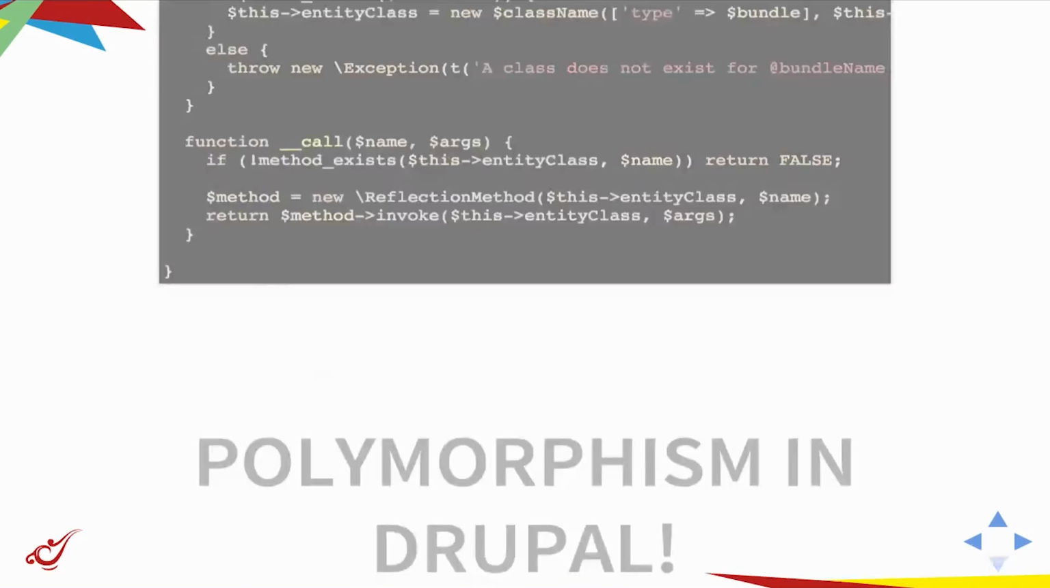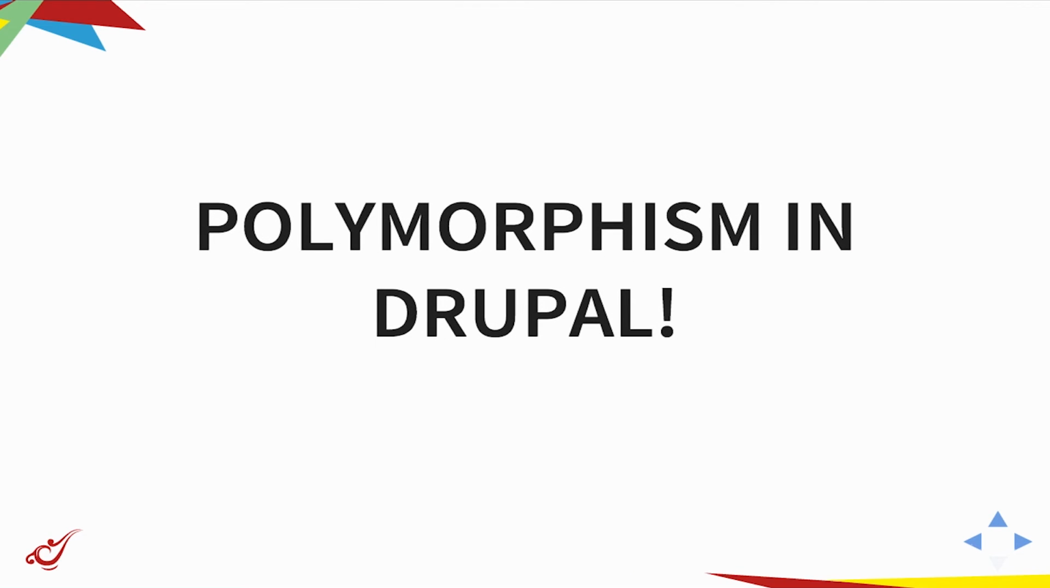And so now we have an entity class for our specific bundles. And so that, my friends, is polymorphism in Drupal. And so I think that's pretty cool. This is object-oriented programming. This is cool. We're able to do this right now in Drupal 7.